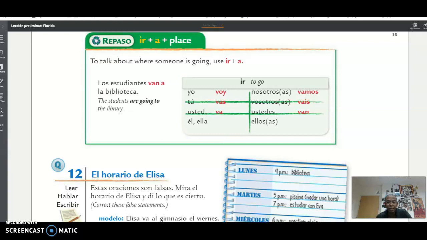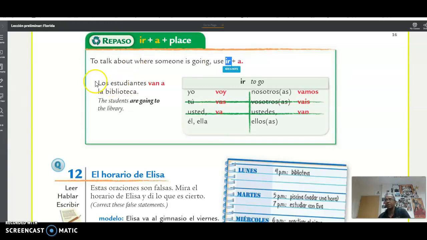You're going to need this to complete activities 12, 13, 14, 15, and 16 in pages 16 and 17 of your online textbook. Okay, so let's begin. As you remember, the verb ir means to go. And the verb ir is always accompanied by the preposition a. Okay? Then after that, you can add whatever places you are heading to. So for example, right here, you have the formula: ir, or any form of this verb, plus the preposition a.